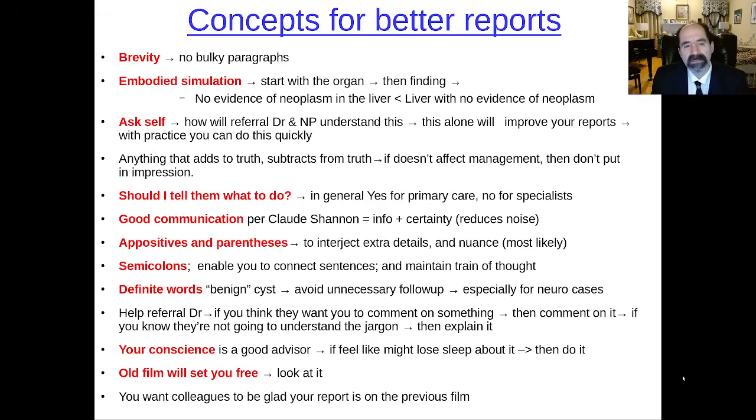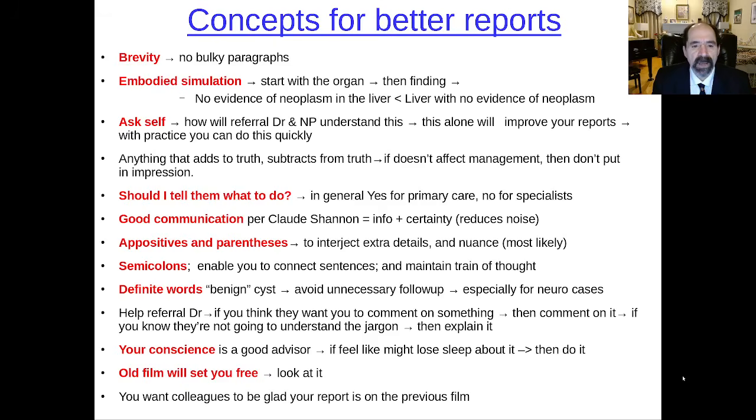The next point is anything that adds to the truth subtracts from the truth. So say what you have to say, but be as brief as possible. And anything that's not going to affect management, then don't put it in the impression. You want the impression to be just to the point. Because if you put too much information there, I've seen this plenty of times, you confuse the referral service doctor, and sometimes they miss the significance of the real finding. You don't want to bury the lead, so to speak.